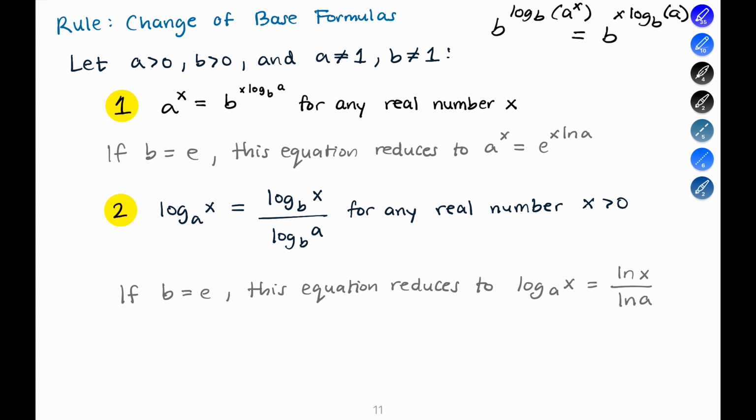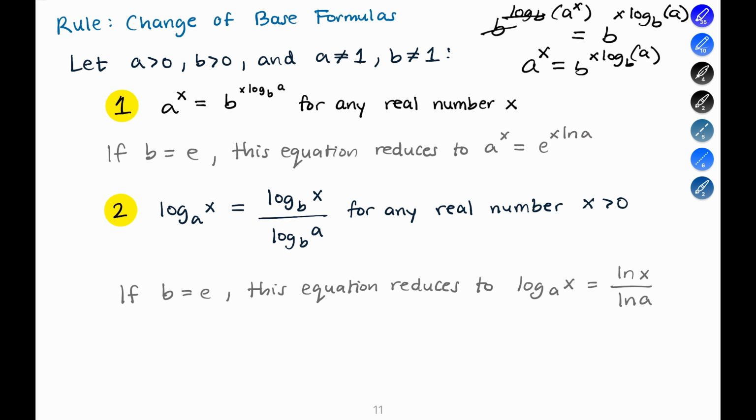We could take the exponent and we could put it in the front. And so now we could cancel this, and that will leave us with a to the power of x is equal to b to the power of x log base b of a, which is exactly what is stated right over here. And if b is equal to e, then this equation reduces to a to the power of x is equal to e to the power of x times ln of a.